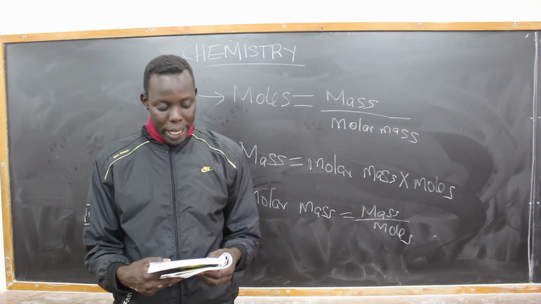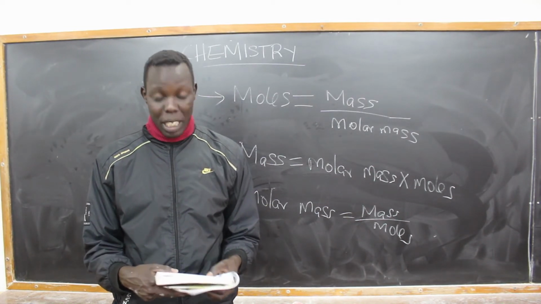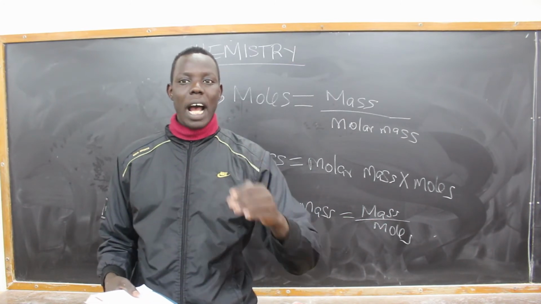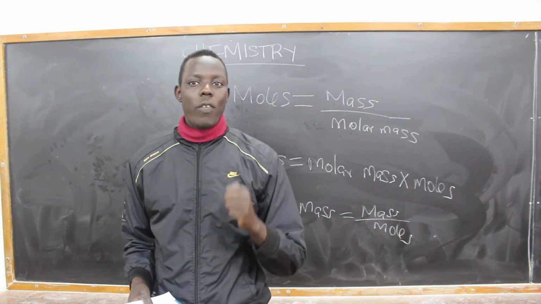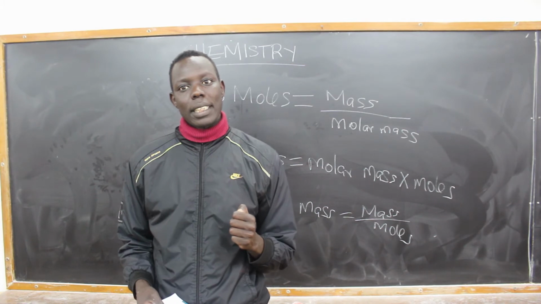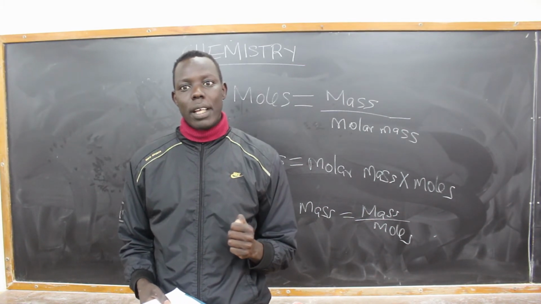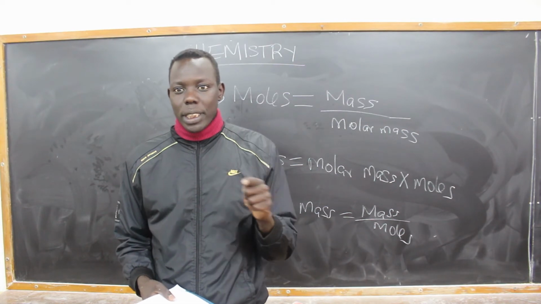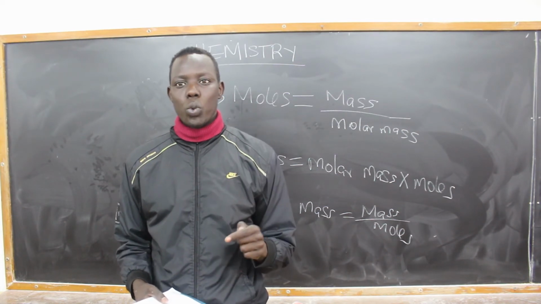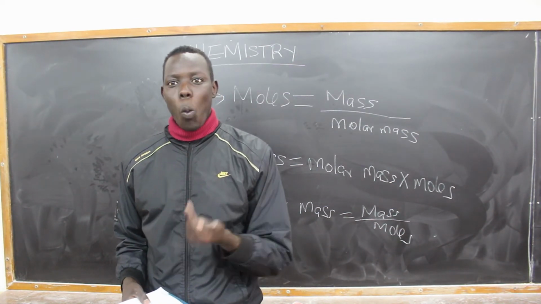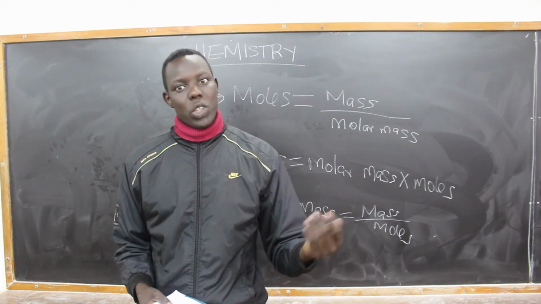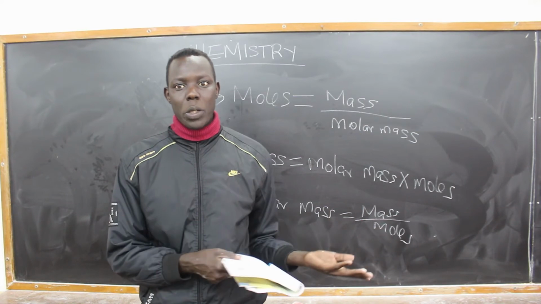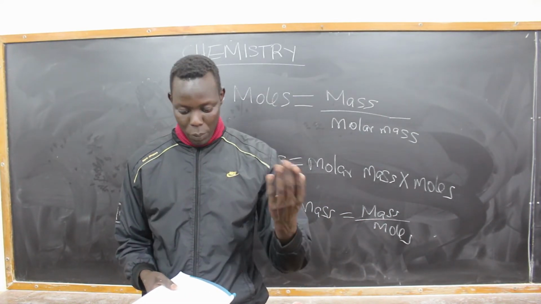Another question: how many atoms are there in 20 grams of calcium? The molar mass of calcium is 40. So 40 grams contains 6.023 times 10 power 23 atoms. What about the 20 grams? You get your answer.